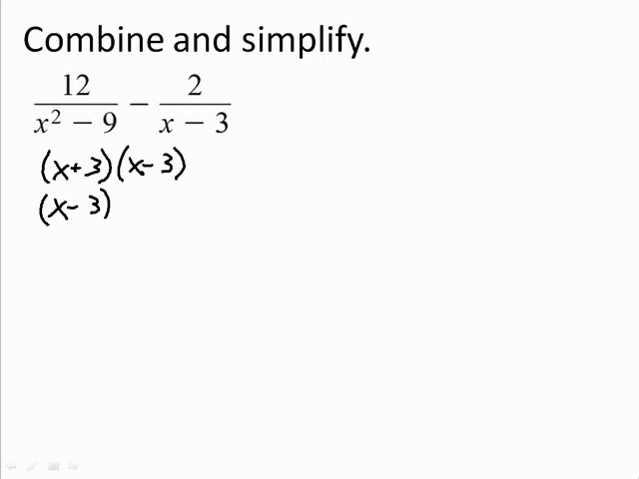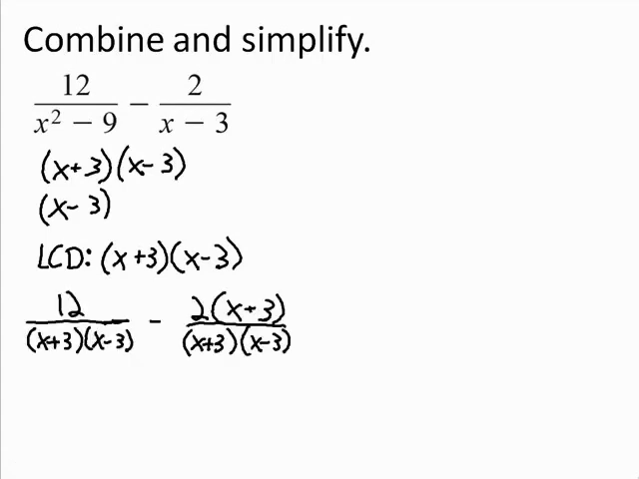The least common denominator has to include all of these factors. The least common denominator is the quantity x plus 3 times the quantity x minus 3. You want each fraction to have a denominator of the quantity x plus 3 times the quantity x minus 3. The first fraction already has this as its denominator. Multiply the second fraction by the quantity x plus 3 divided by the quantity x plus 3. You get 12 divided by the quantity x plus 3 times the quantity x minus 3 minus 2 times the quantity x plus 3 divided by the quantity x plus 3 times the quantity x minus 3.